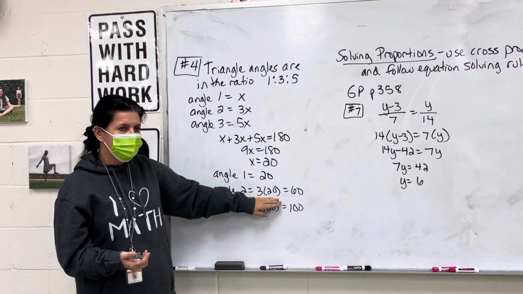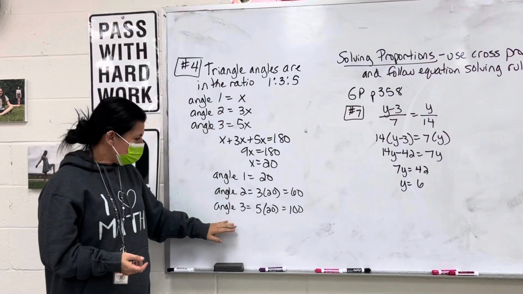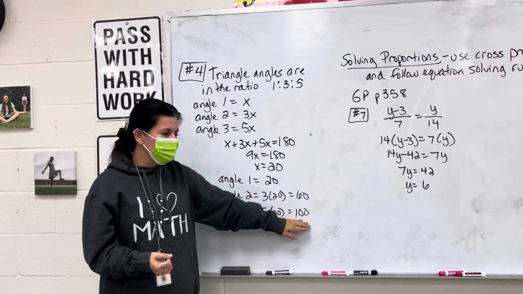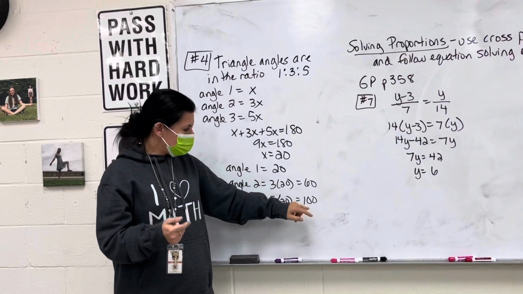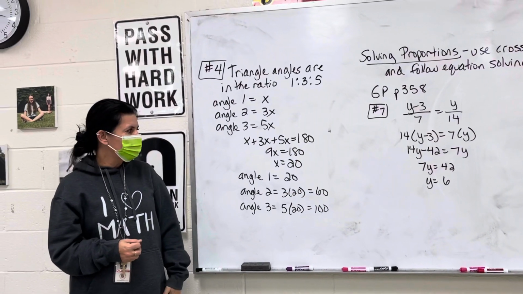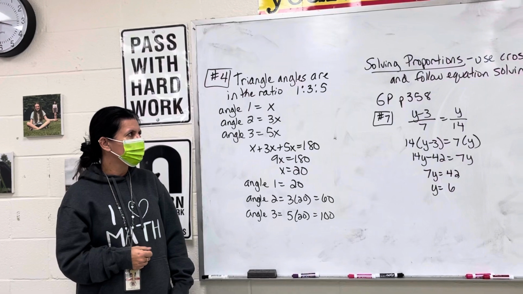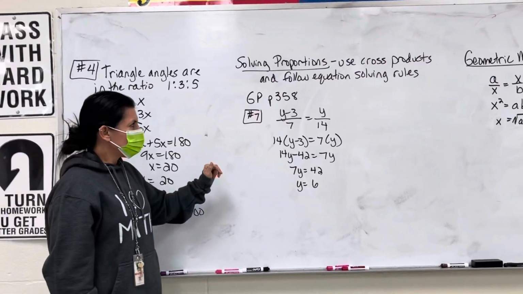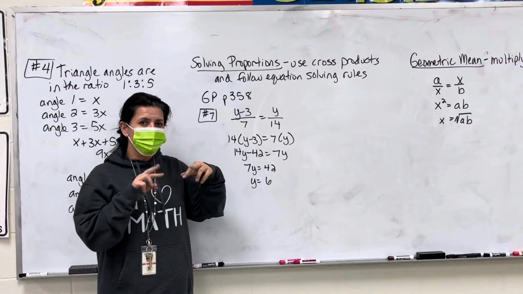Angle 2 was 3x, that's 60. Angle 3 was 5x, so that gives me 100. And double checking, 100 plus 60 plus 20 does give me my 180 that I need to have for a triangle. Solving proportions. Proportions are made up of 2 ratios.